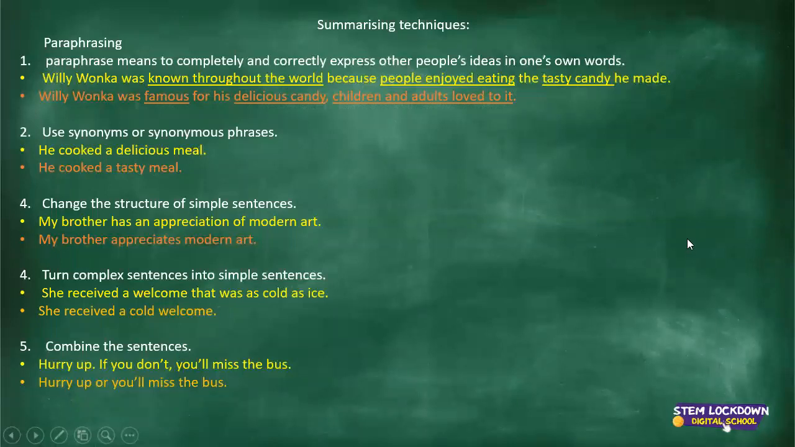Sorry about that. Okay, so here are your techniques when it comes to summarizing. We said we have paraphrasing, and I gave you an example when it comes to paraphrasing. And I said you can also use synonyms or synonymous phrases. And then I gave you examples. And I also said that you can change the structure of simple sentences.